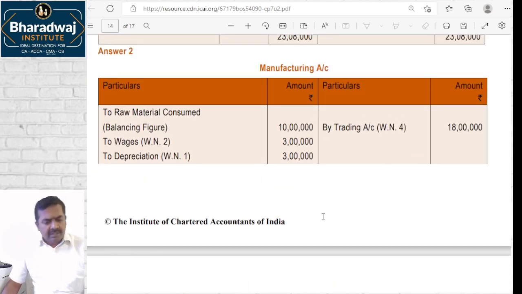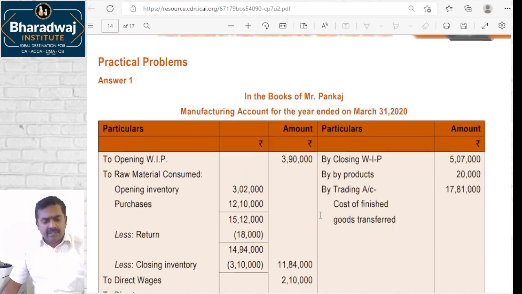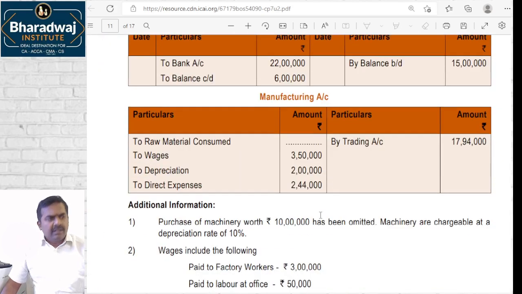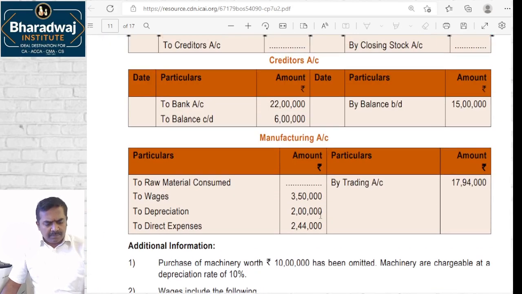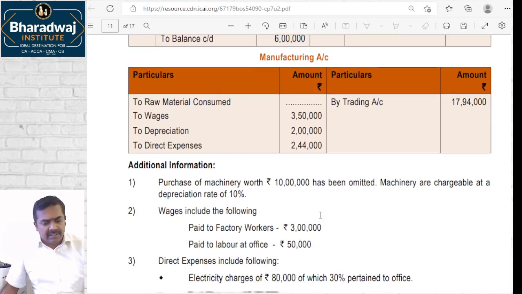Purchases how much? 13 lakhs. Next, what is the balancing figure? Purchases how much? 13 lakhs. Next working note.